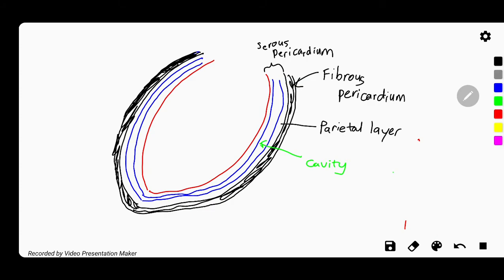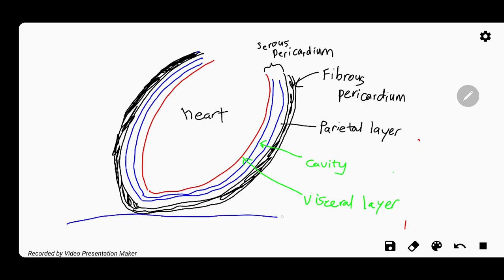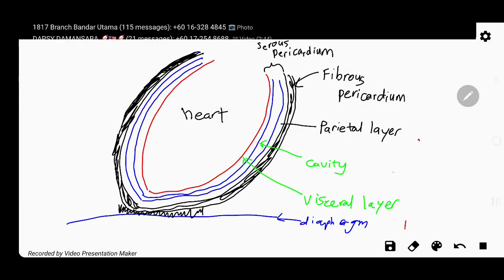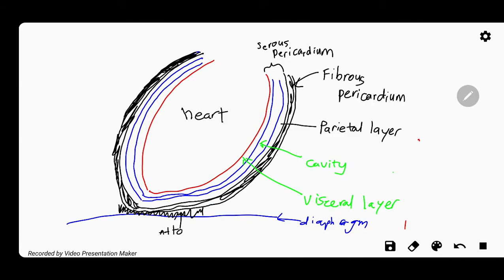and relaxes. And here, this is the visceral layer. And not forgetting, this is the heart. Okay, and let's say we can see here below is the diaphragm. Now this fibrous pericardium is attached to the central tendon of the diaphragm. Okay, so generally this is the overview.